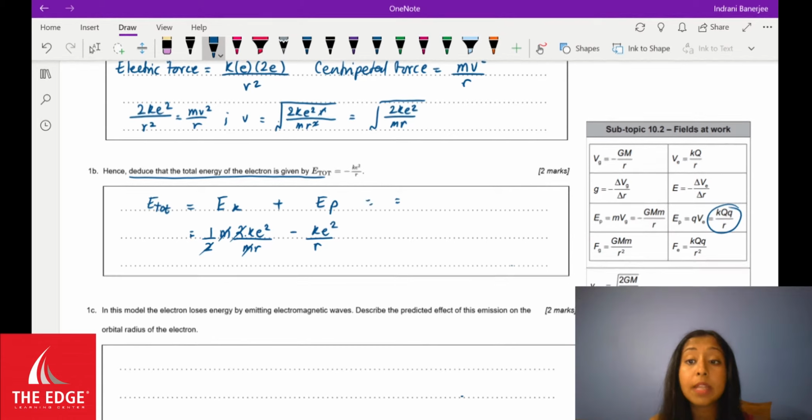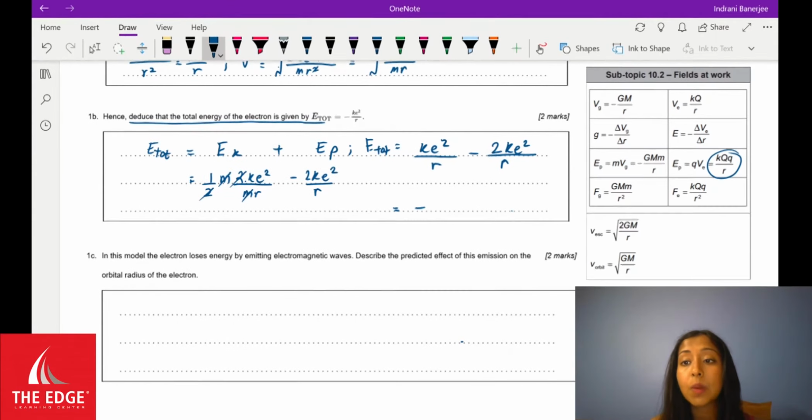So total energy should equal KE squared over R, that's the kinetic energy simplified, minus 2KE squared over R for the potential energy. And then it's just a nice and easy subtraction, giving us negative KE squared over R.